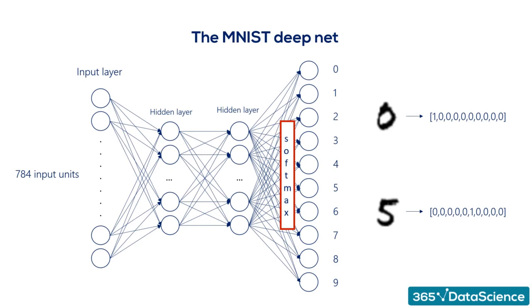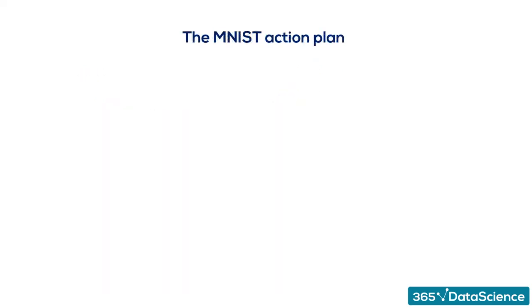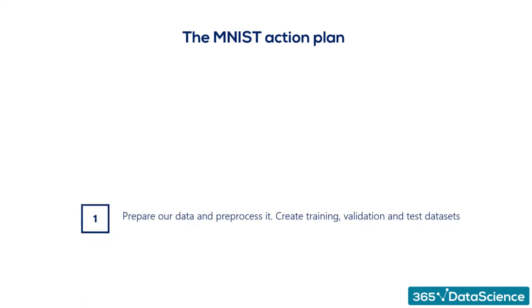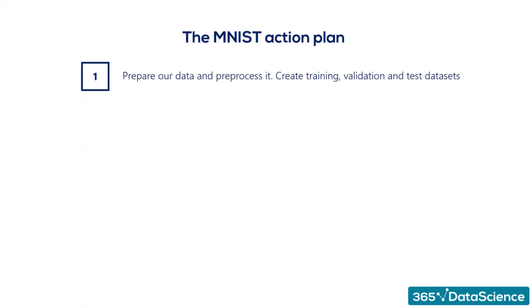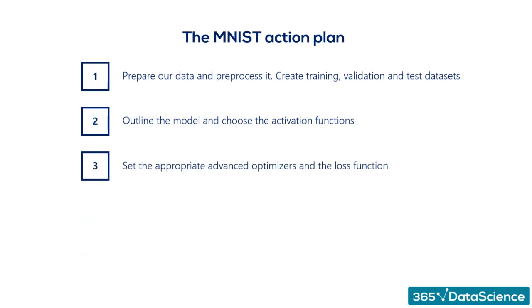It is easy to talk about these problems now that you've been through the course, isn't it? So, let me walk you through the action plan. You will quickly notice our curriculum so far has covered everything you need. First, we must prepare our data and pre-process it a bit. We will create training, validation, and test datasets, as well as select the batch size. Second, we must outline the model and choose the activation functions we want to employ. Third, we must set the appropriate advanced optimizers and the loss function.